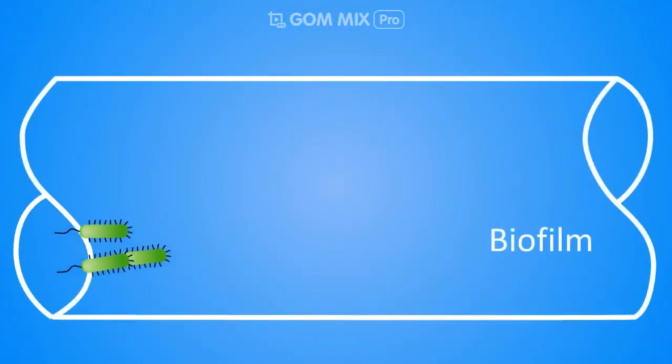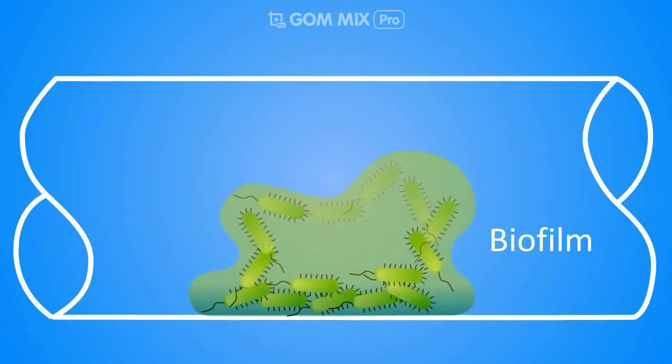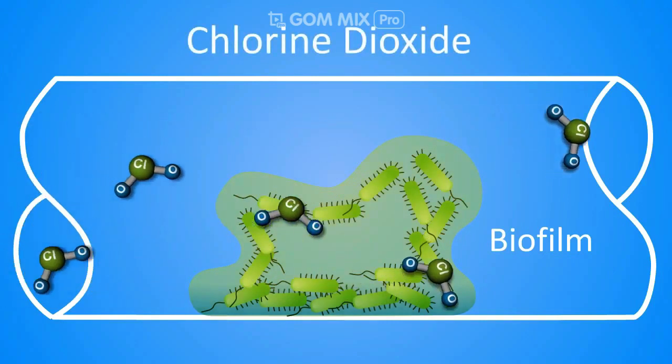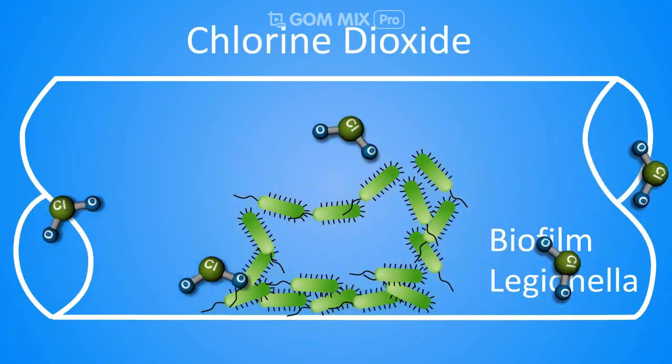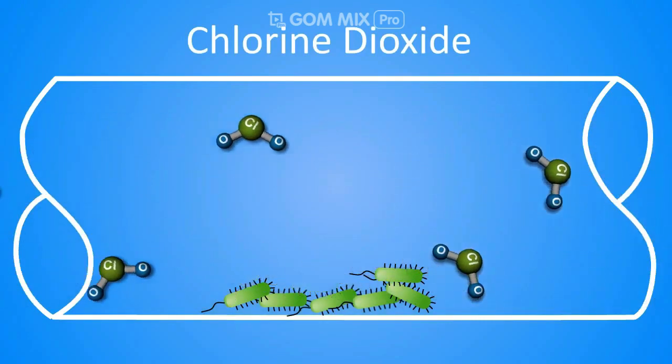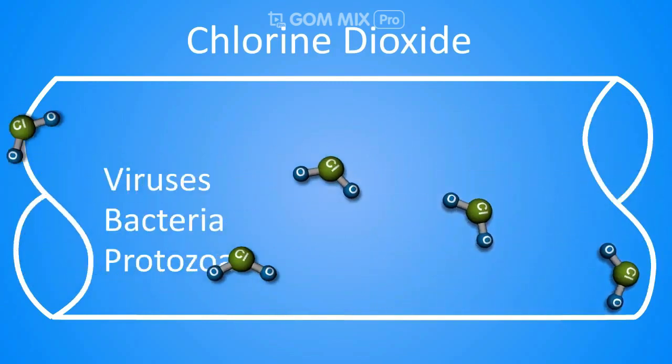Biofilm is the layer of slime containing bacteria and other organisms that builds up on the inside of water pipes and equipment. This layer of slime protects bacteria and other disease-causing organisms from sanitizers and chemicals. Chlorine dioxide is effectively used to control biofilms in water distribution systems and for the control of Legionella bacteria. Chlorine dioxide is extremely effective against waterborne pathogenic microbes such as viruses, bacteria, and protozoa.